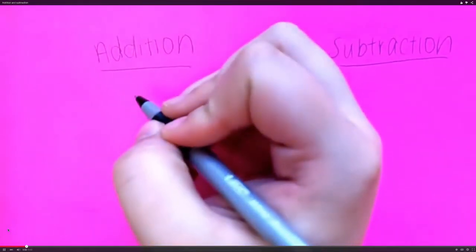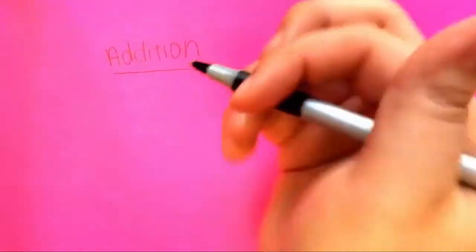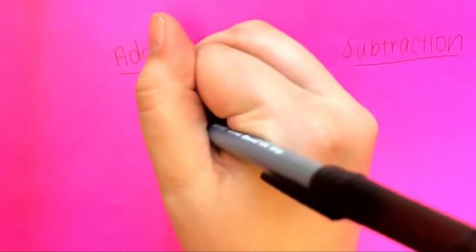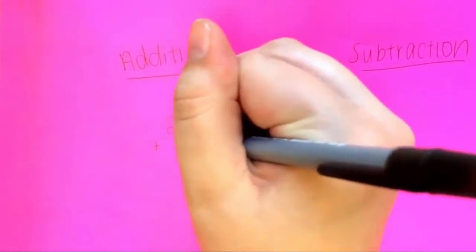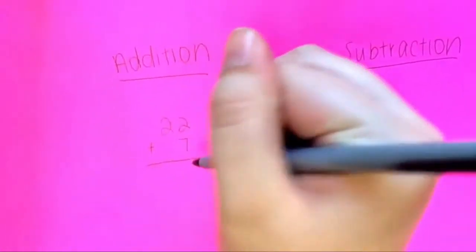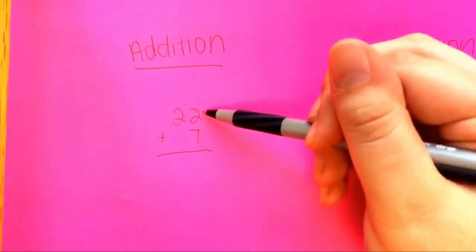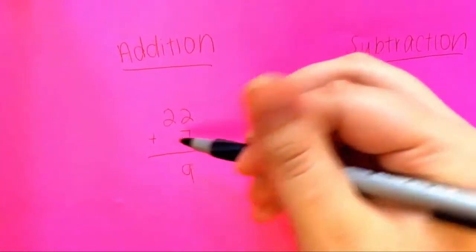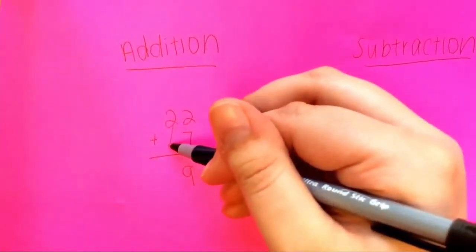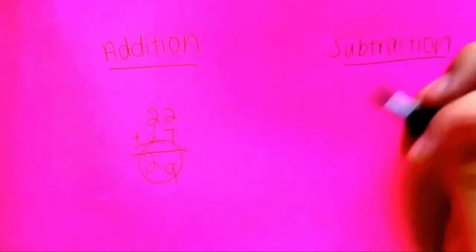Hello, today we're going to practice our addition and subtraction skills. So our first problem that we want to do is 22 plus 7. Now the easy math here is we can take 2 plus 7 and we get 9. So then you just want to bring down this 2 right here, and then your answer is 29.